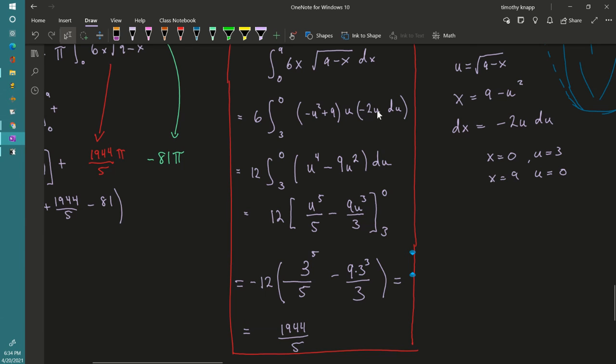The negative u gets pulled in. The 2 I brought out to the front, so the 6 times the 2 becomes the 12. This u squared times a u and another u becomes u to the 4th. The 9 is a u squared. The negative I brought into here. And now I integrate this. And this, by the way, is a negative because my lower bound is higher than my upper bound. Here I just evaluated it, and it's 1944 over 5. Take that, put it over here.